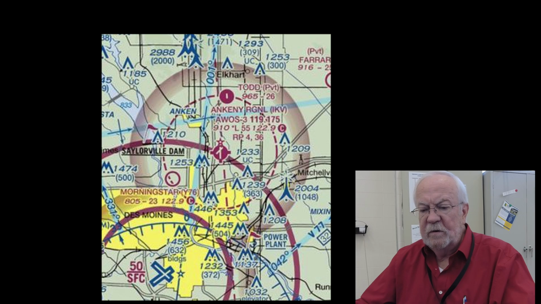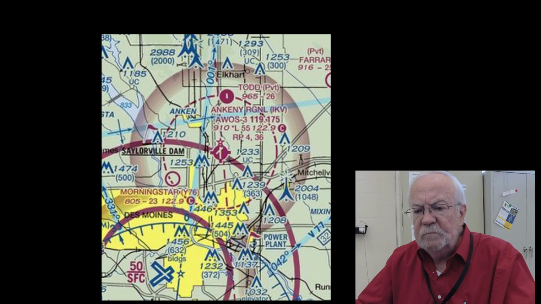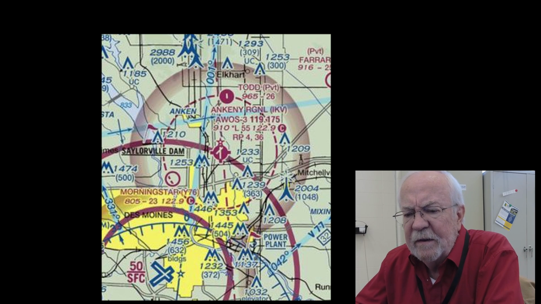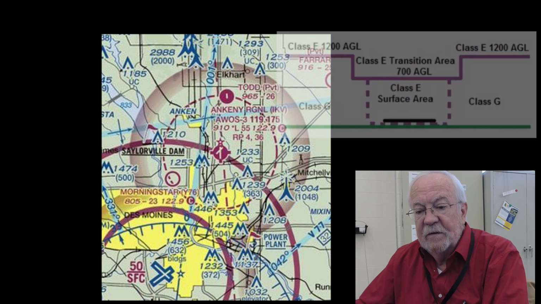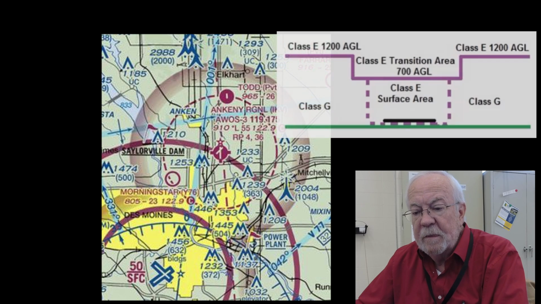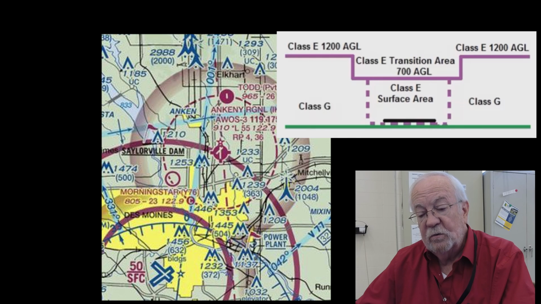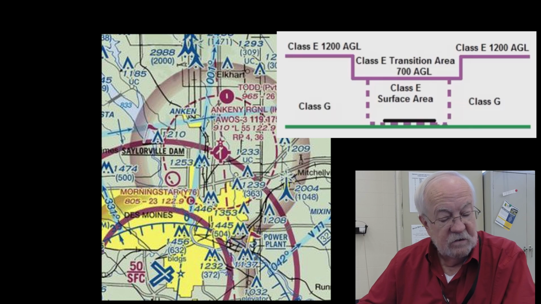Okay, here's a good example, Des Moines. Let's see if I can read it. Ankeny Regional IKV Airport. Okay, dashed magenta line around it. That's surface. The magenta dash always goes to the surface, and then goes up to 700 feet. So we can't fly in that area. That's Class E surface. You see that diagram.